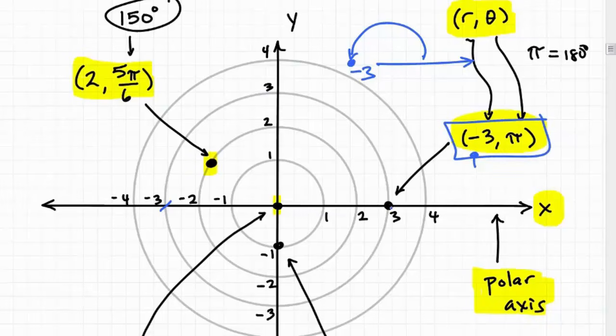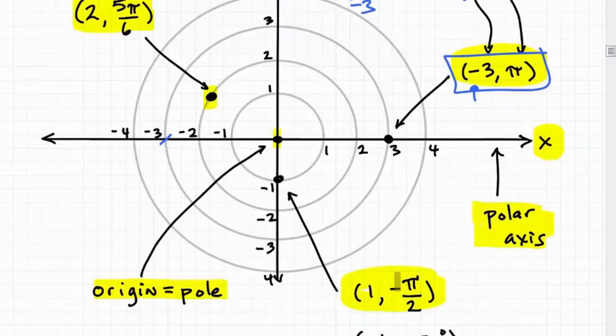All right. Let's talk about another point. How about this guy right here? The radius is 1. That's no big deal. But the angle is negative pi over 2. So negative pi over 2 is negative 90 degrees. I'm just going out 1. Now, although this is a negative 1 here, you don't have to worry about that. This is the point that we're referencing. But that same point can be described by this polar coordinate: negative 1, 450 degrees.